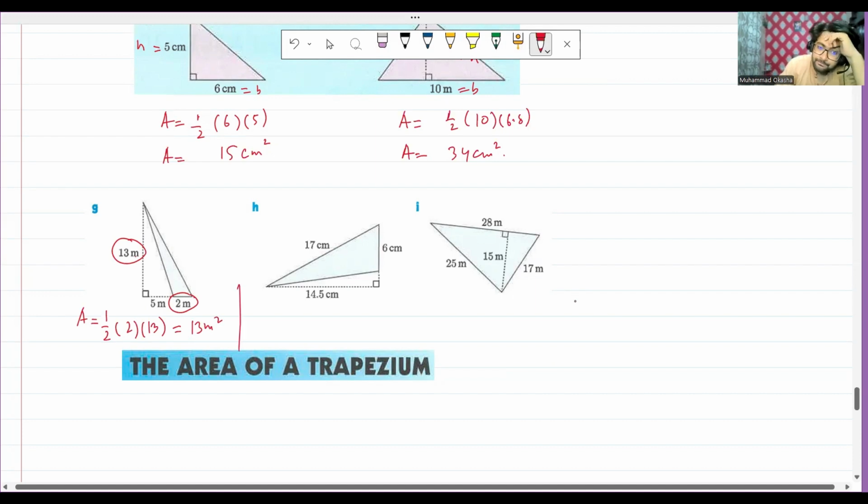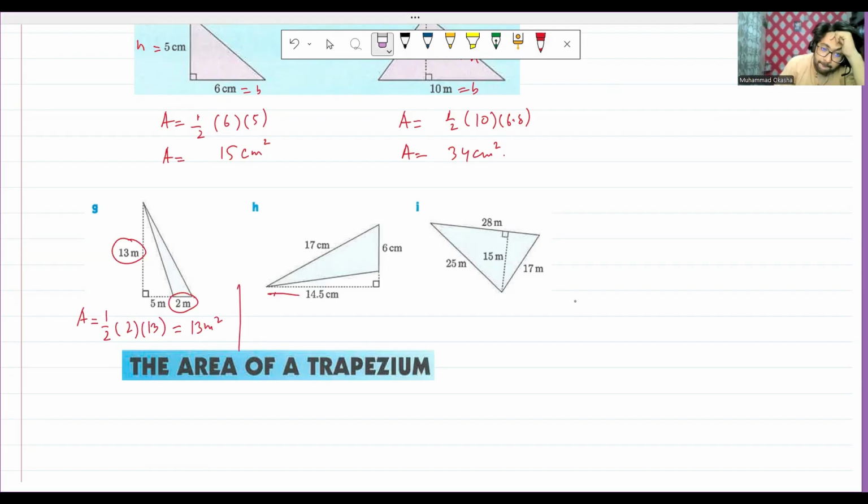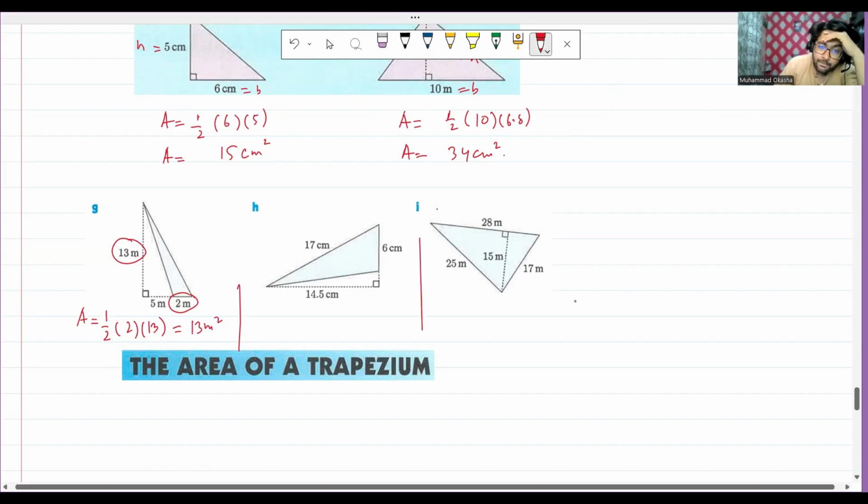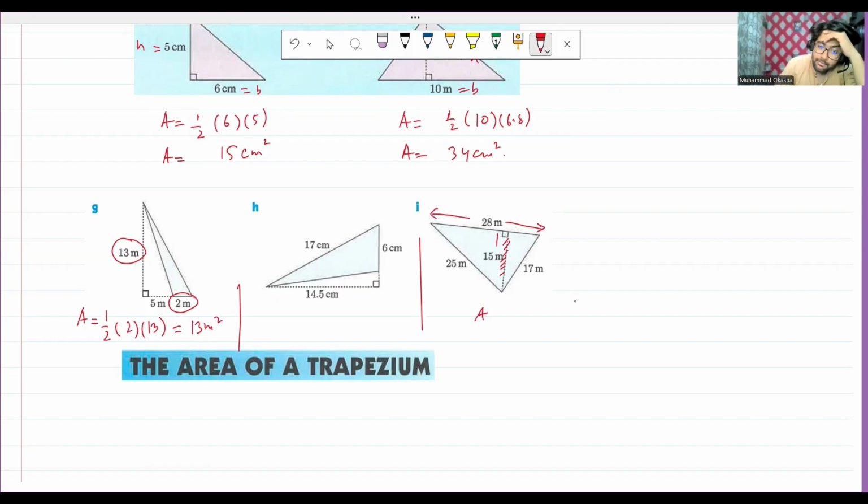For this one, this is going to be the base. Let's do this one first. For this one, 28 meters is going to be the base, and 15 meters is the height. So area is going to be a half, base is 28, height is 15 meters. So 15 meters is going to be the height.